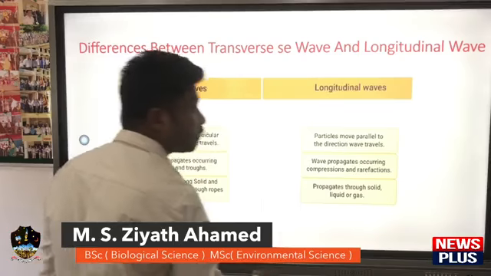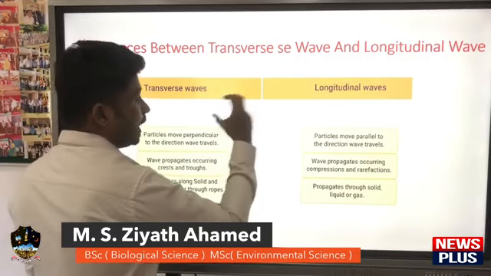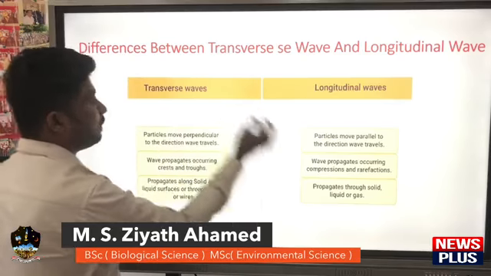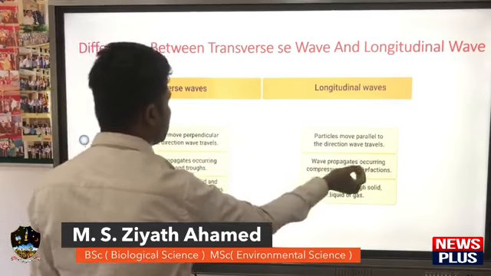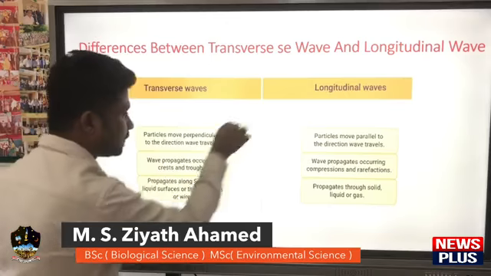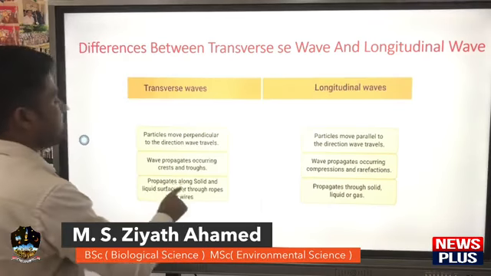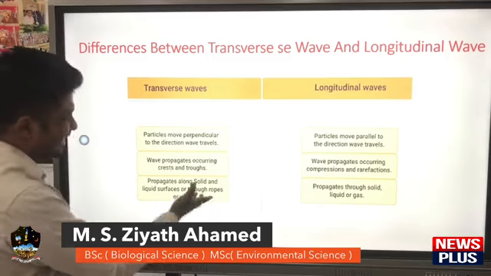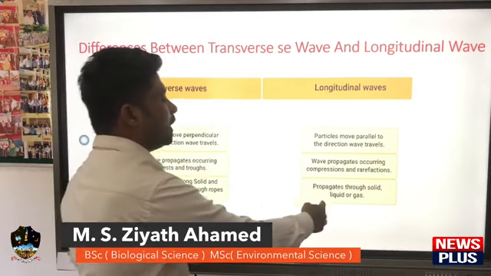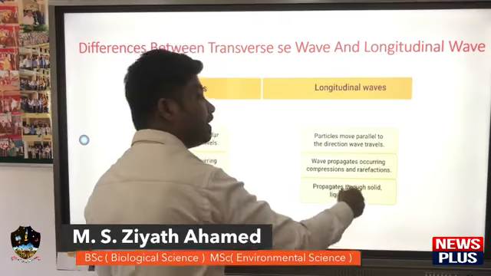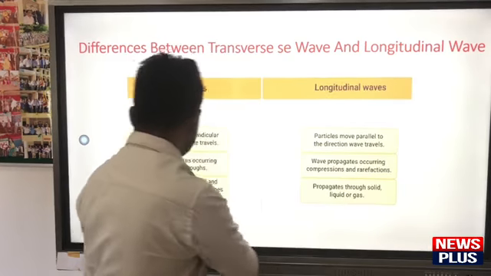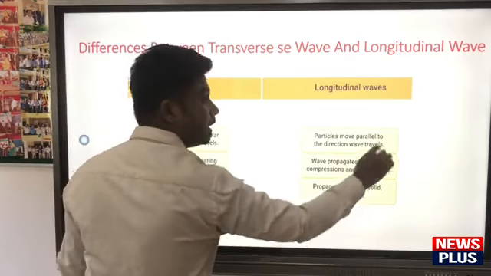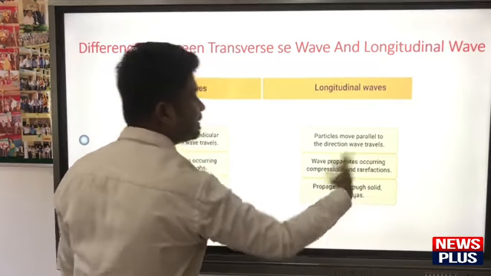You must know this one because there is a page in your book, and usually this question comes: what are the differences between transverse and longitudinal waves? People should answer these three mainly. Transverse waves propagate along solid or liquid surfaces or through ropes or wires. This is common, we know that. And longitudinal waves propagate through solid, liquid, or even what? Gas. Here solid, liquid, and also gas, or we can say air.